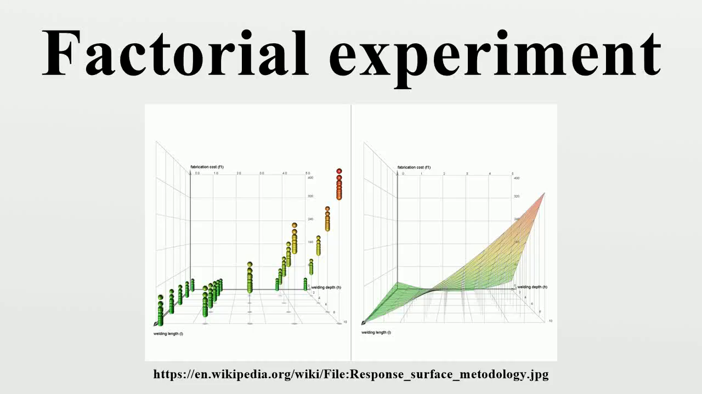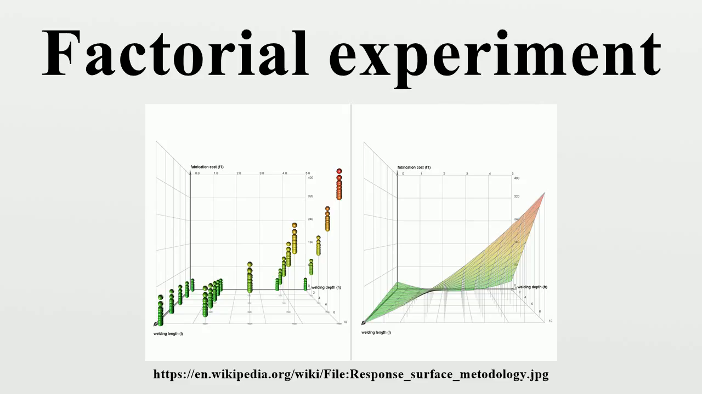In statistics, a full factorial experiment is an experiment whose design consists of two or more factors, each with discrete possible values or levels, and whose experimental units take on all possible combinations of these levels across all such factors. A full factorial design may also be called a fully crossed design.